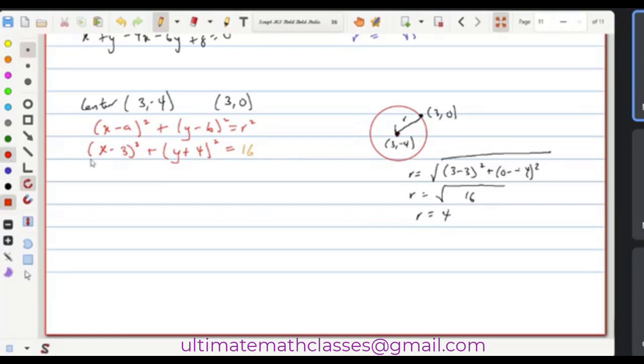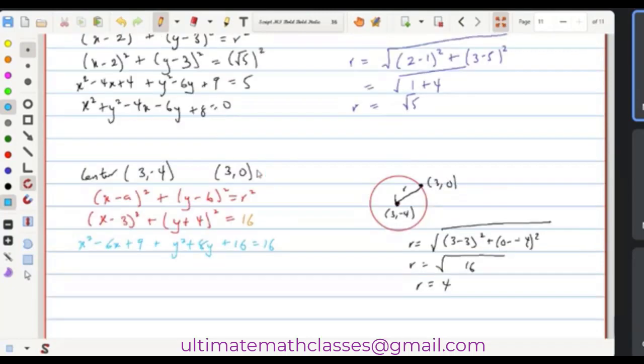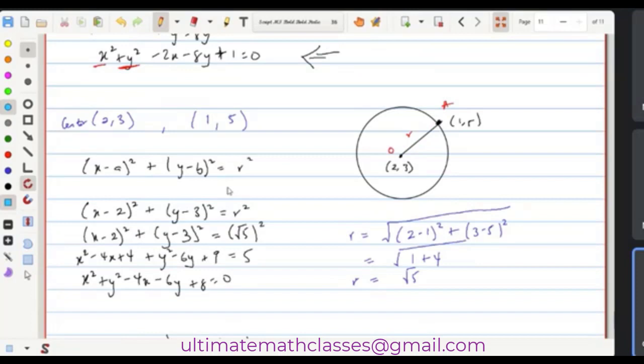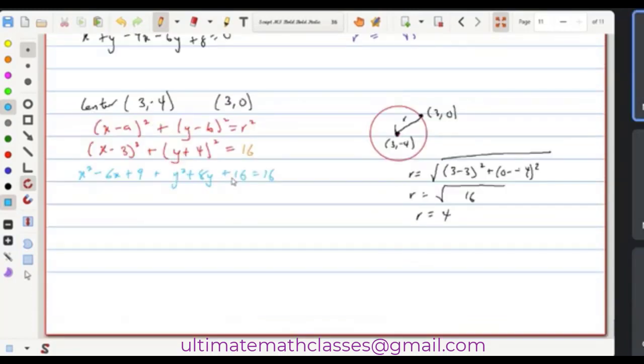Yes, sir. Okay, so let's do the expansion. This is going to be x squared minus 6x plus 9 plus y squared plus 8y plus 16 is equal to 16. Interesting, it looks like the previous one. What's the expansion? Where did you go from there?